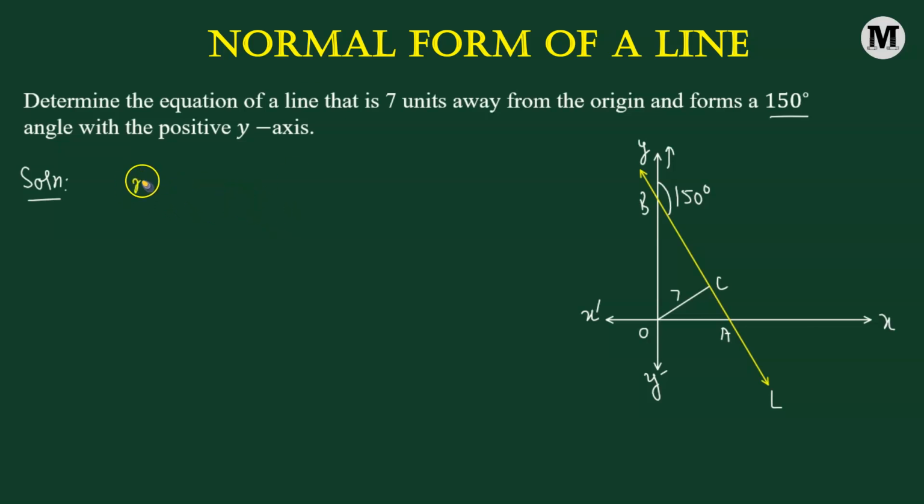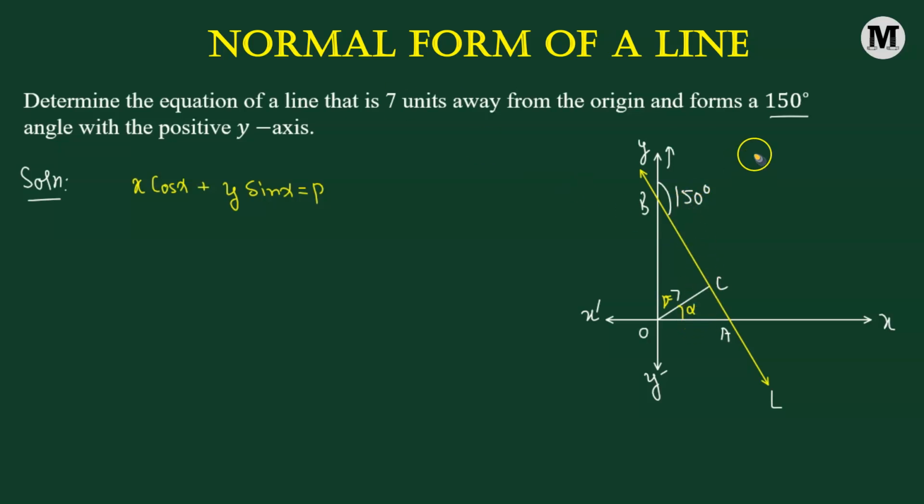The normal form of a line is given by x times cosine of the angle alpha plus y times sine of the angle alpha, and this is equal to the perpendicular distance p. But here alpha is the angle that the perpendicular line OC makes with the positive direction of the x-axis. So this is the alpha value that we need. We have the perpendicular value p, that's 7 units, but we do not have alpha. We are only given an angle of 150 degrees.